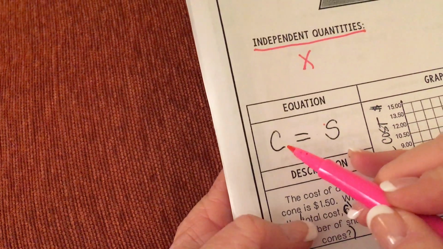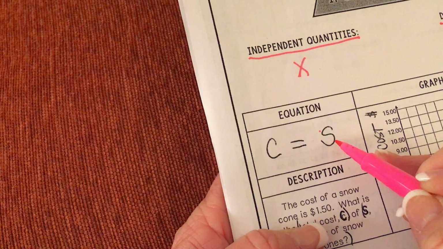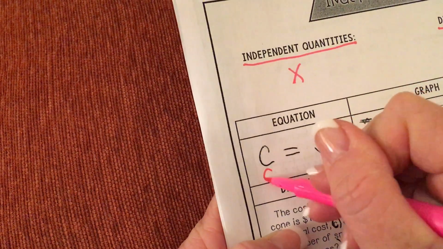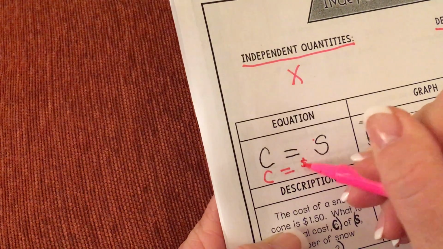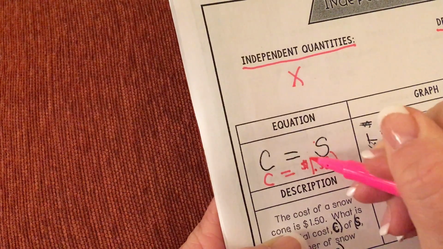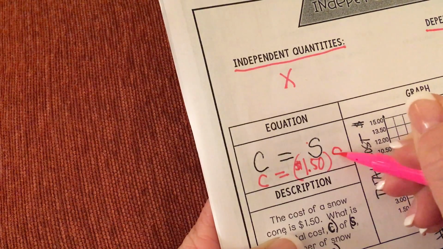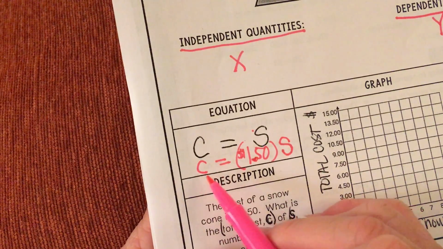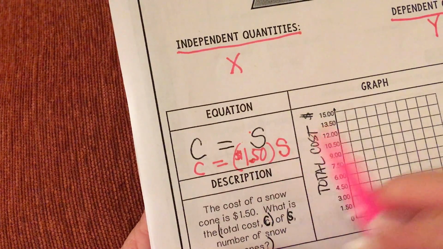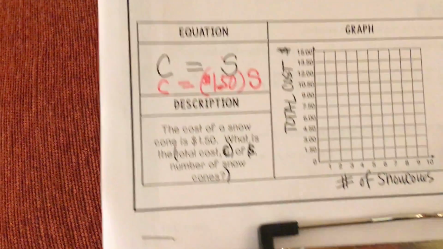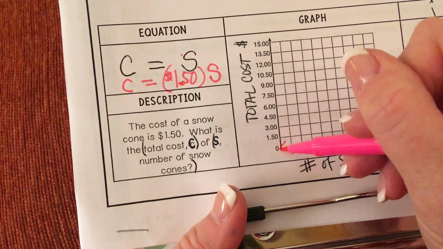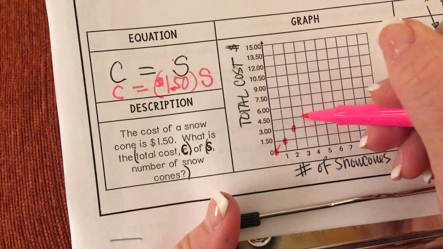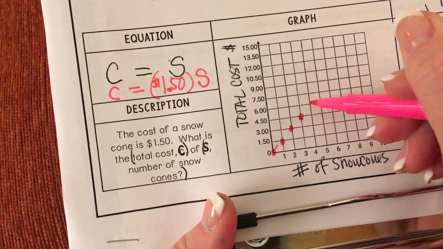So the cost is going to be snow cones times $1.50. So the cost is going to be $1.50 times S, and let's make that S really curvy so it doesn't look like a 5. So our equation is the total cost is going to be $1.50 times however many snow cones you get. So time to graph. 0 snow cones, $0. 1 is $1.50, 2 is 3, 3 is $4.50, 4 is $6.